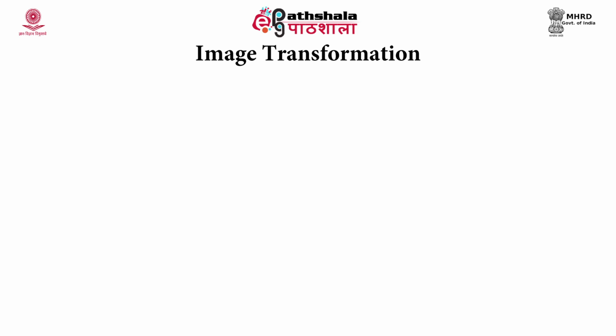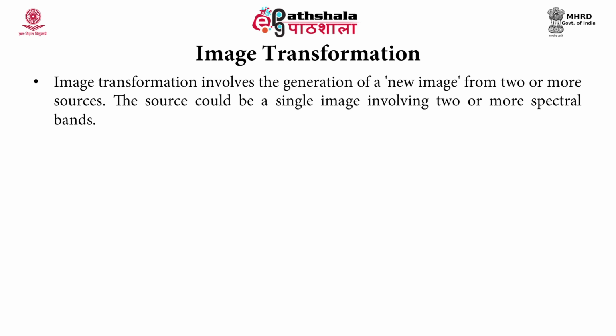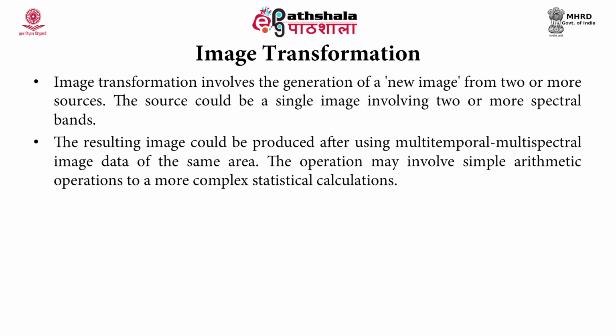The next step is image transformation. The image transformation involves the generation of a new image from two or more sources. The source could be a single image involving two or more spectral bands. The resulting image could be produced after using multitemporal or multispectral image data of the same area. The operation may involve simple arithmetic operations such as addition, subtraction or division, to more complex statistical calculations.